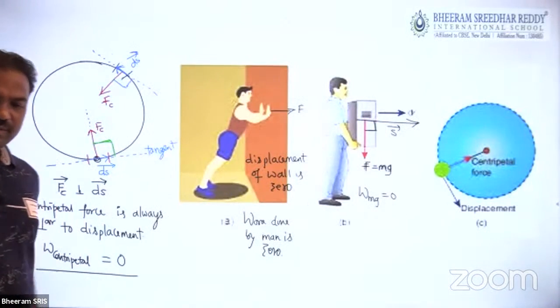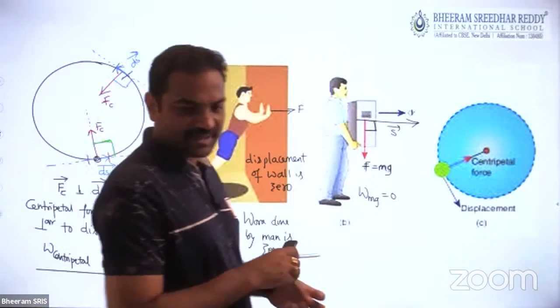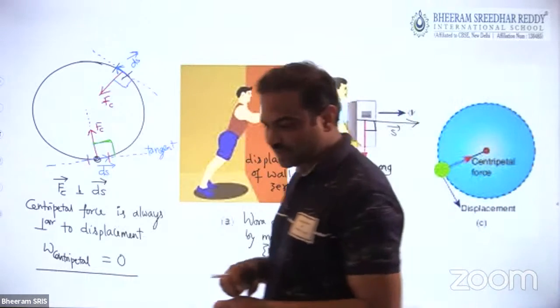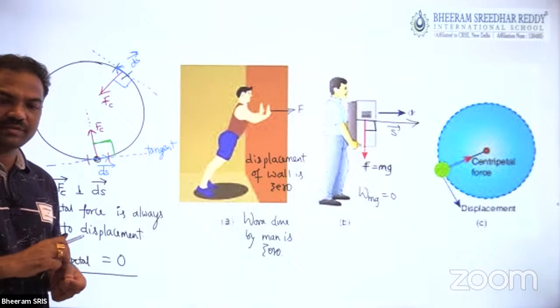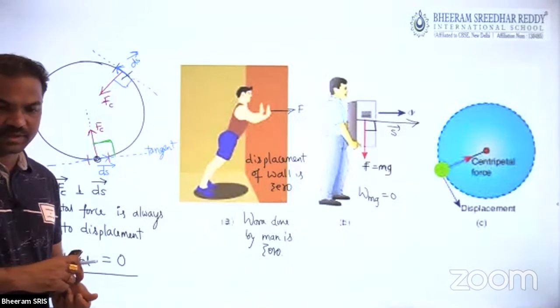Manish, centrifugal also will be 0, no? Obviously, opposite to centripetal, centrifugal will be there. So work done by centrifugal also 0. But when to apply centrifugal? Centrifugal is nothing but a pseudo force. If you are in a non-inertial frame of reference, then you have to apply centrifugal force.